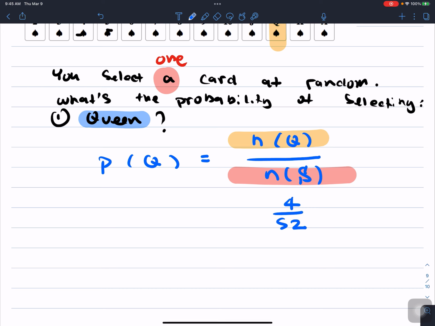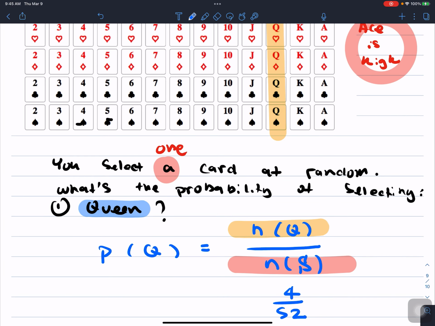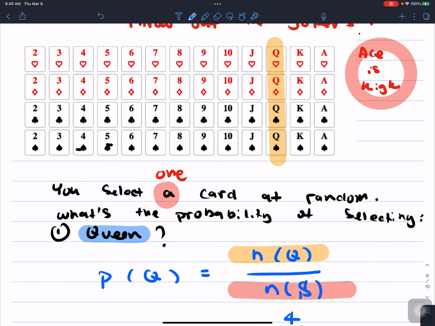Is that true? How do you know it's 52 cards? That's the total in the sample, is that right? Because there's 13, what did we say yesterday? 13 hearts plus 13 diamonds plus 13 clubs, 13 spades. 13 plus 13 plus 13 plus 13 is what? What is that? 52. Could you use your calculator?